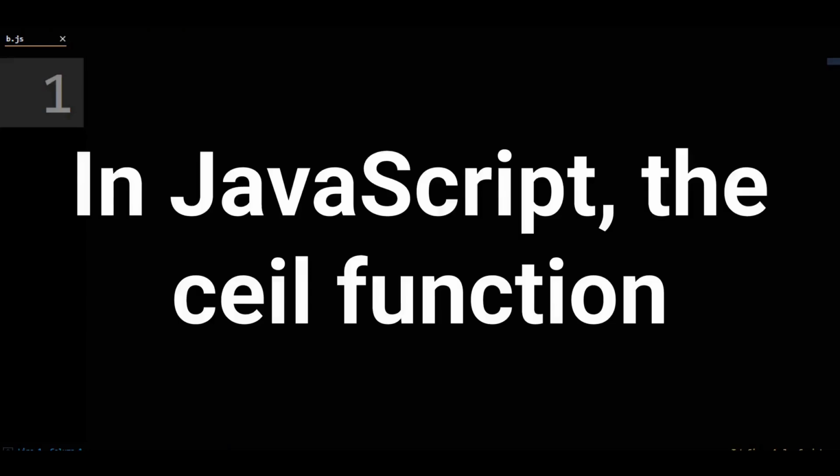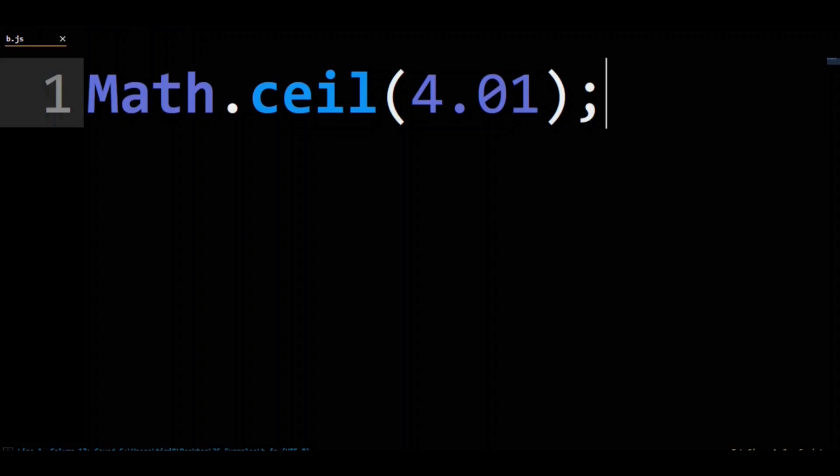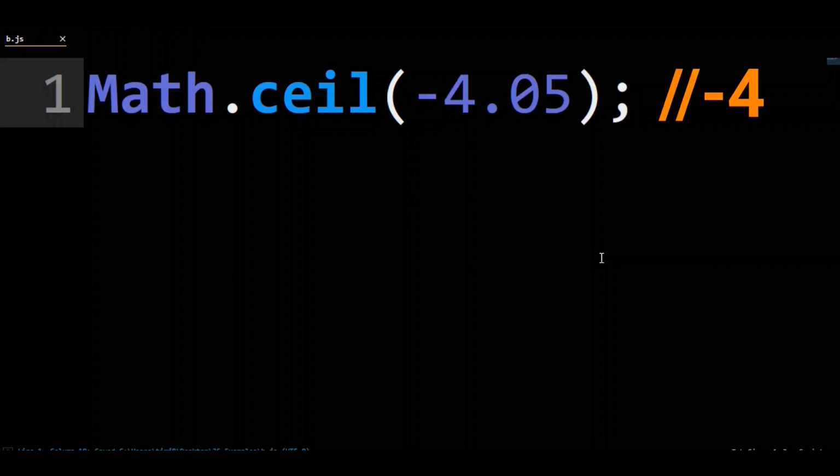In JavaScript, the ceil function from the math object rounds up to the next largest integer. For example, ceil of 4 and 5/100ths rounds to 5, as that is the next largest integer. Ceil of negative numbers stays consistent, but you have to think about it for a bit. Ceil of negative 4 and 5/100ths rounds to negative 4. It seems backwards when you're not thinking, but negative 4 is the next largest integer.